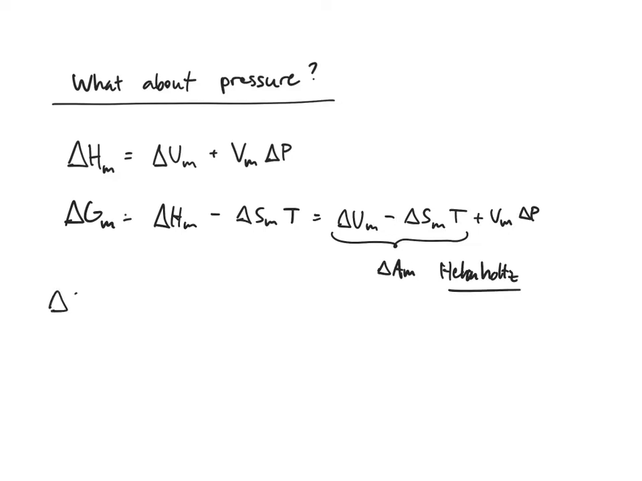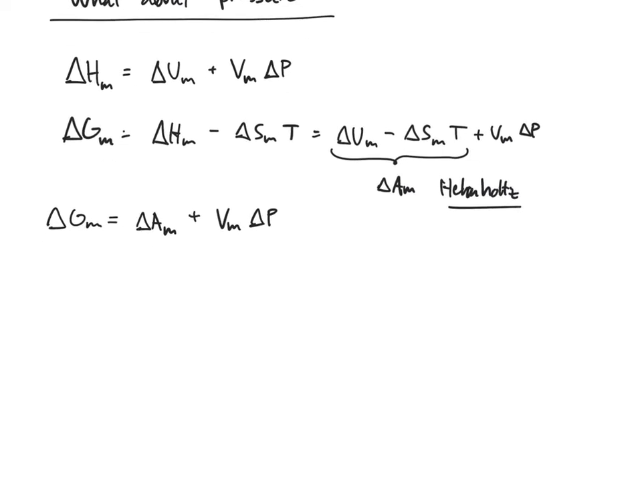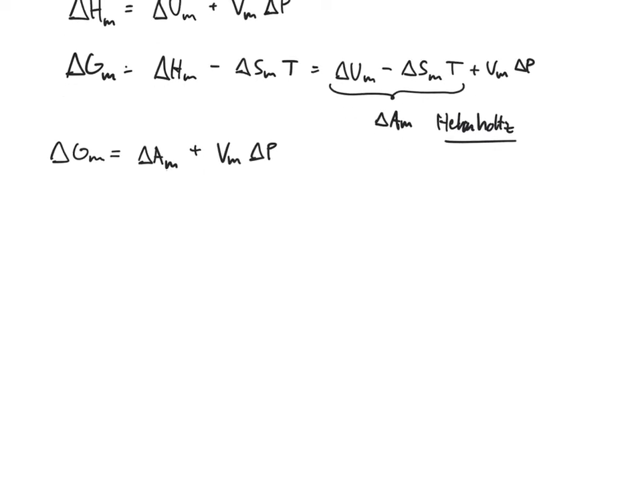Right, so the way that the Gibbs free energy changes with pressure is that the Helmholtz tells us where the intercept is going to be, kind of like how enthalpy was with the temperature plots. And the slope is going to depend on the molar volume times the change in pressure.